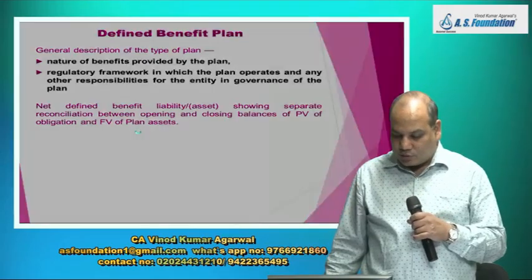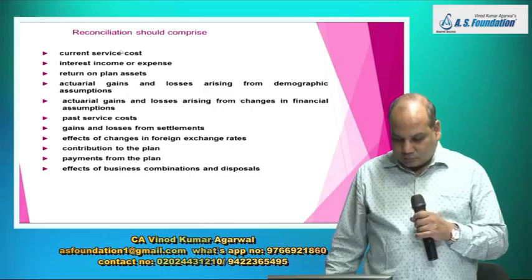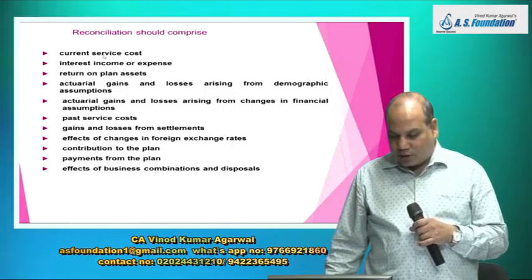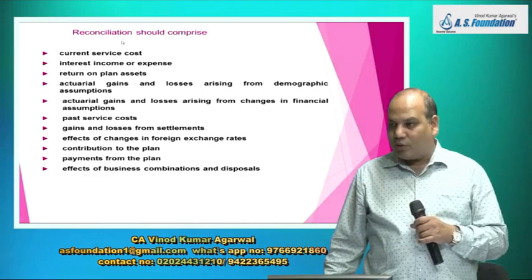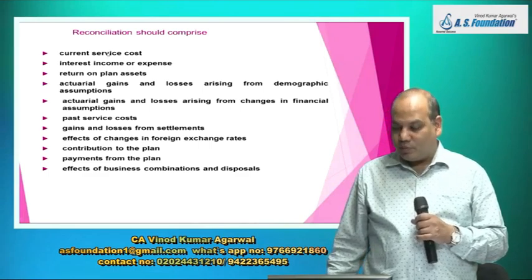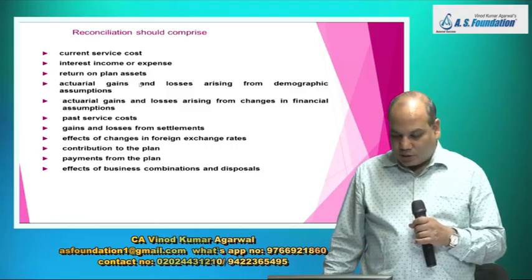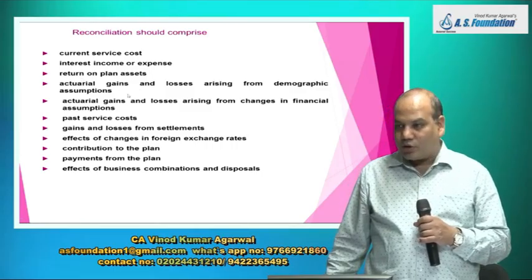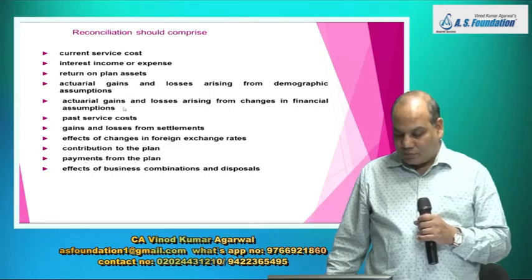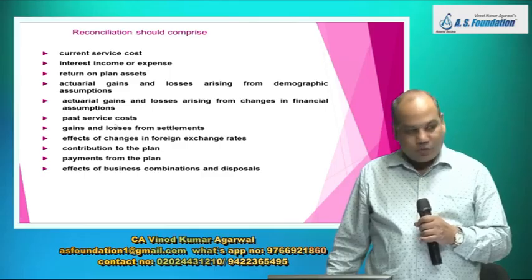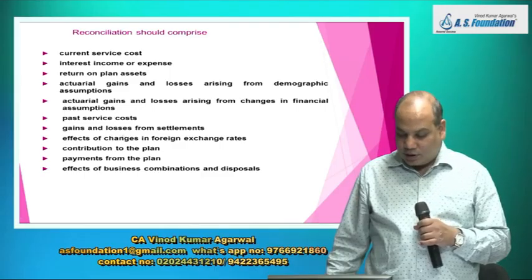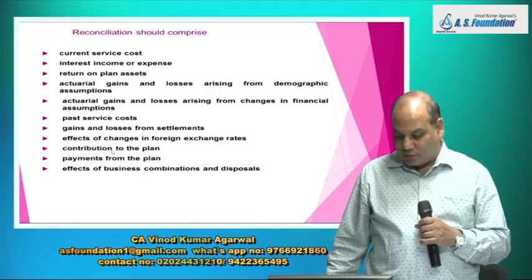You have written in the notebook also that reconciliation. What would be included in the reconciliation? Between an opening and closing balances, following items may come: current service cost, interest income, interest expense, return on plan asset, actuarial gain or loss arising from demographic assumption, actuarial gain or loss arising from change in financial assumption, past service cost, gain and loss from settlement, any effect of change in foreign exchange rate.